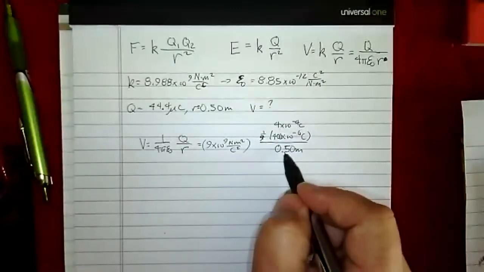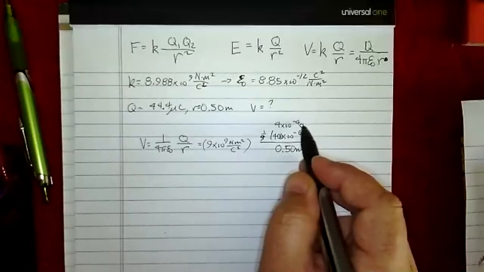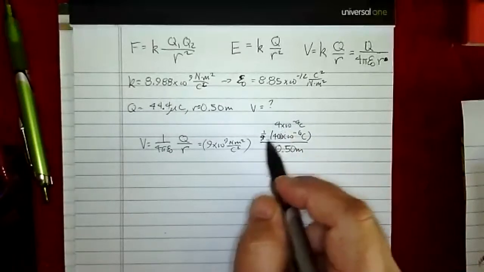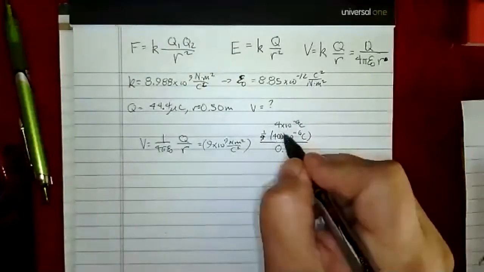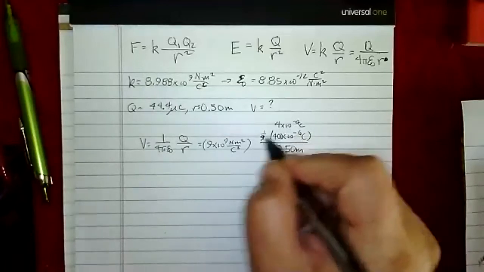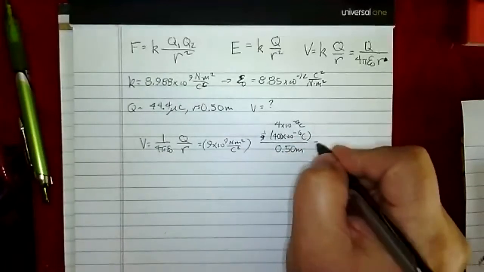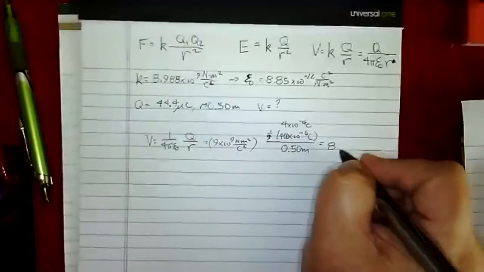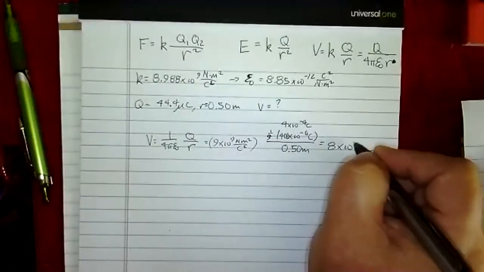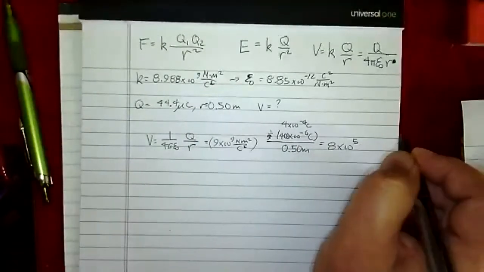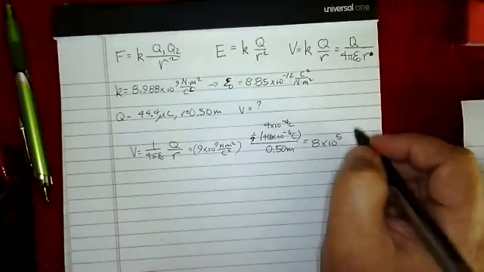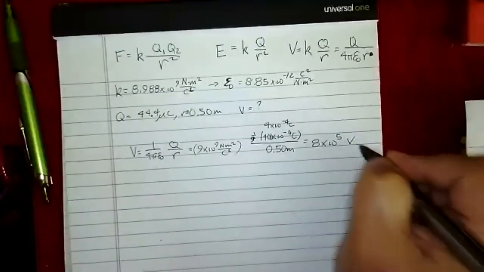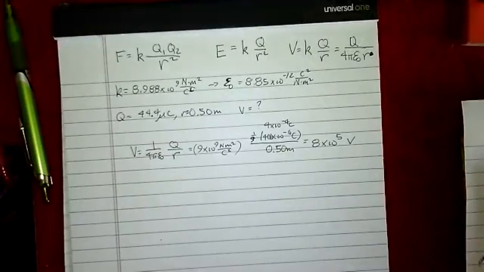So when I divide by this 1/2, it becomes multiplying by 2 up here, so that'll be 8. And then I got 8 times 10 to the negative 4th times 10 to the 9th, that'd be 10 to the 5th. So I'm going to call this 8 times 10 to the 5th volts. So that is the electric potential at that distance away.